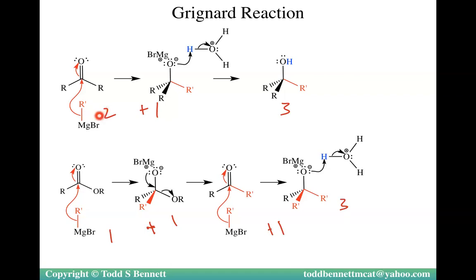So here we start with 2, we add 1 through an addition reaction. We have 3 R groups on the carbon, so we have a tertiary alcohol. Here we only had 1 R. The OR is a separate entity, it's a leaving group. So we had 1 R, we added 1 to make a ketone, and 1 more to make the tertiary alcohol. Okay, hopefully that seems reasonable.